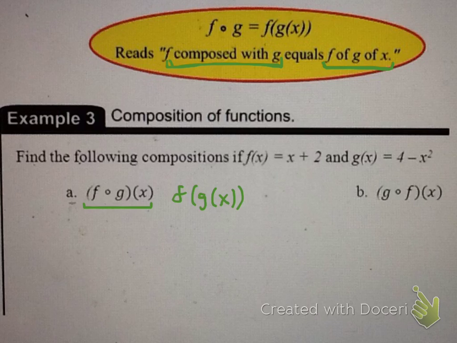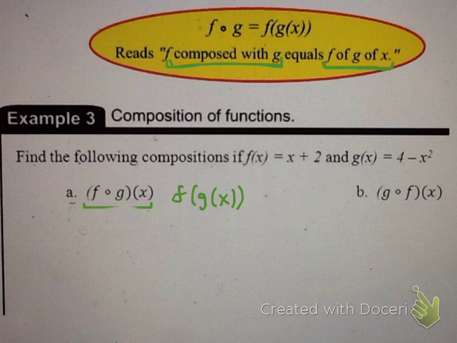And so what that means is you are trying to evaluate the function f with respect to the function of g. So meaning you need to find out what the function of g is and substitute it into the function of f. And so here's kind of what we'll start with.